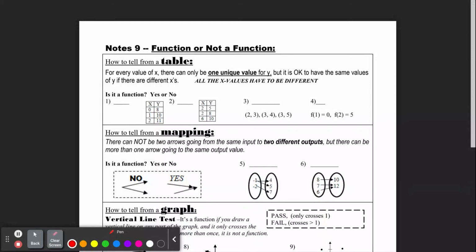We're going to be working with more functions today, but this time we're going to identify whether it's a function or not a function. So how to tell from a table: for every value of x, there can only be one unique value for y, but it is okay to have the same values of y if there are different x's. So in a nutshell, all the x values have to be different.